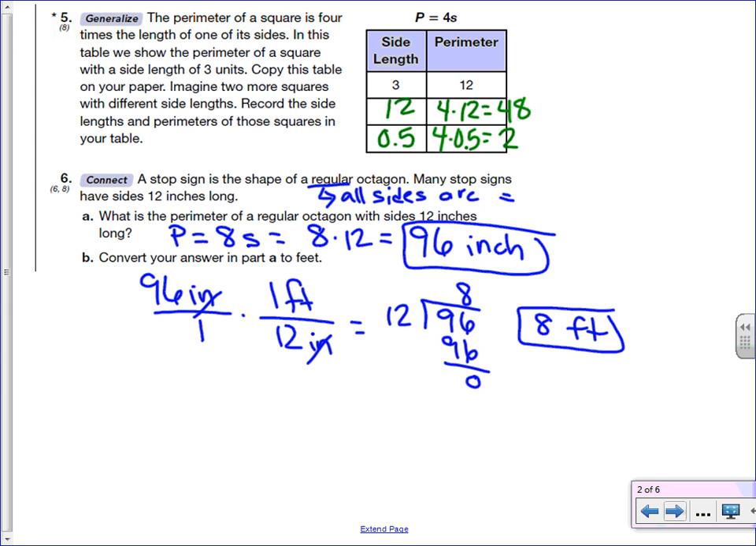Another way to do that would be to take your original number, which is 12-inch sides, and just convert that to feet. Then we would have 8 times 1 foot gives us 8 feet perimeter.